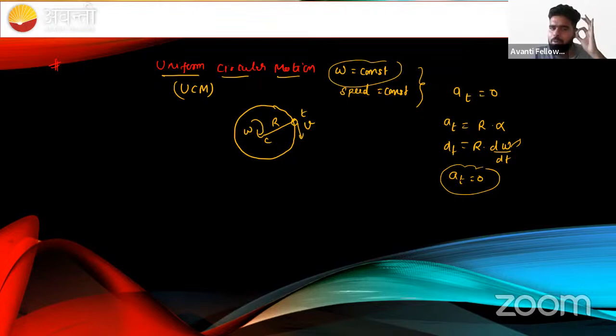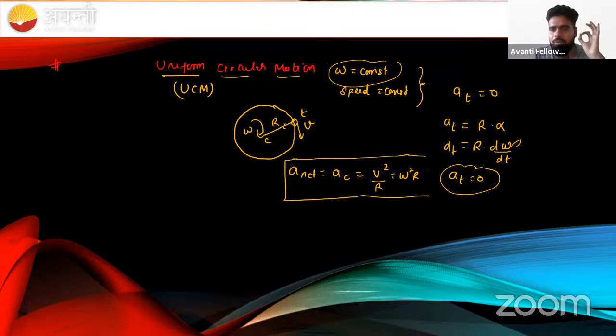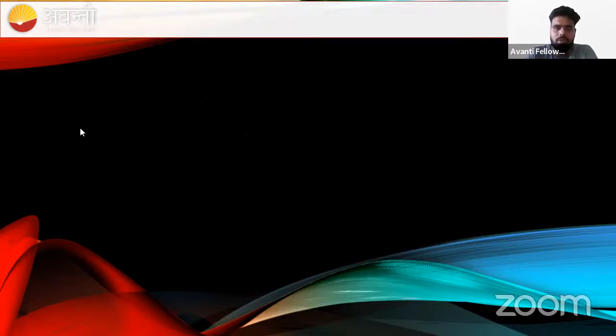So the particle performs circular motion and only centripetal acceleration occurs here. The net acceleration is the centripetal acceleration. Its value is v squared upon r, or omega squared r, and it always acts towards the center. I hope everybody is aware of this. Yes or no, guys? These are the basic terms you should know for how uniform circular motion happens.